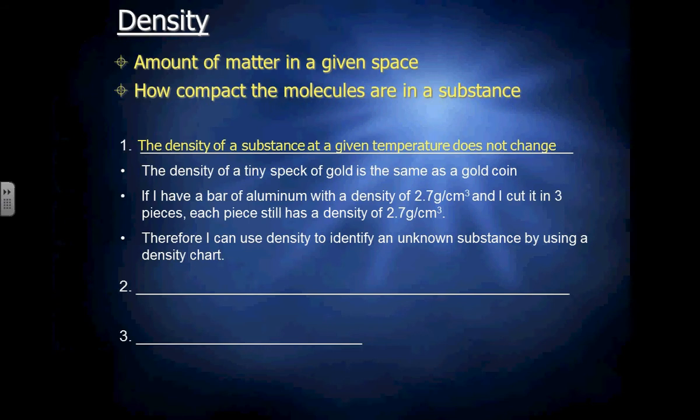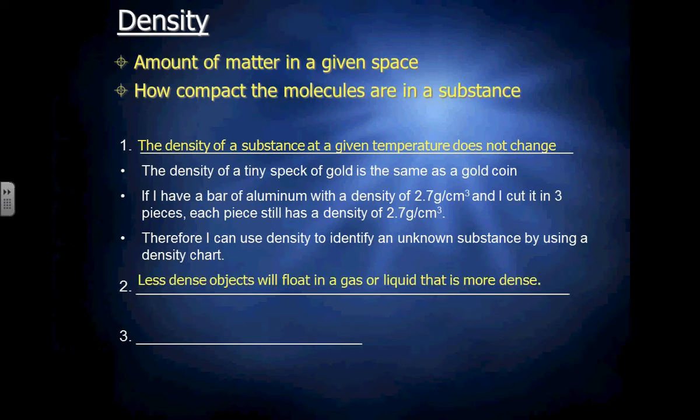And so if we have an unknown substance, if I just give you a random piece of metal, if you calculate its density, you can then use a chart, which we have in our notes later on, that identifies what the given density for various materials is at certain temperatures. Okay? And so we could use the density of a material to identify what type of material that is.